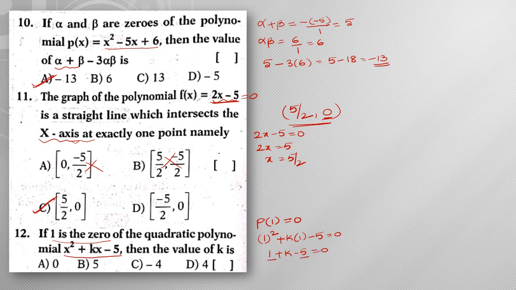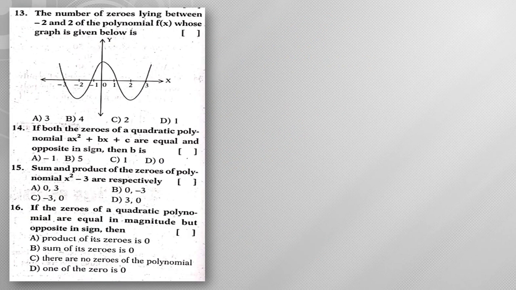So 1 minus 5 is minus 4. So when you transpose, we get k is equal to 4. Hence the answer is k is equal to 4. Next, moving on to question number 13, and the question is a little different.